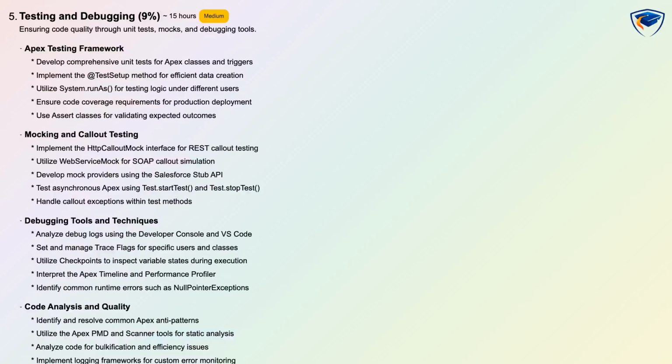Testing and debugging is 9%, medium difficulty, and recommends 15 hours focused on scenario-based assessment to ensure code quality. You will build comprehensive Apex unit tests, use @testSetup and System.runAs, and meet coverage requirements while asserting expected behavior. The domain requires mastering callout mocking with HttpCalloutMock and WebServiceMock, testing asynchronous Apex with Test.startTest and Test.stopTest, and creating mock providers with the Stub API.